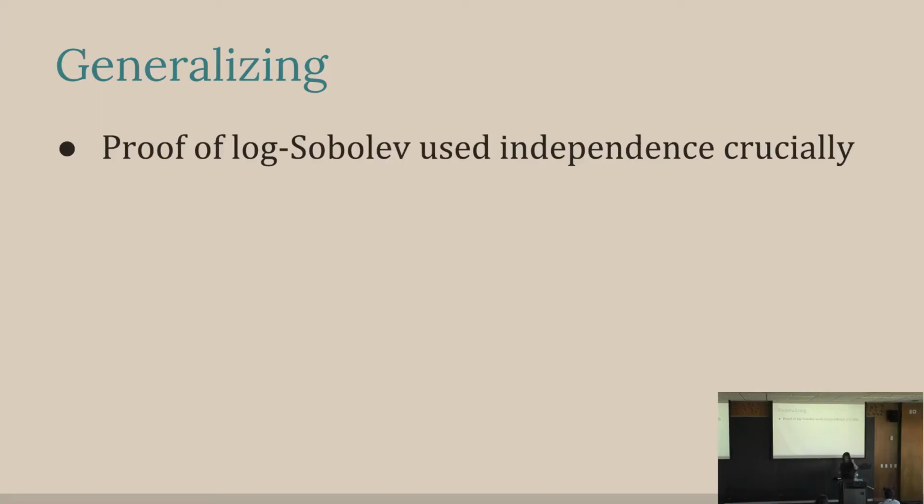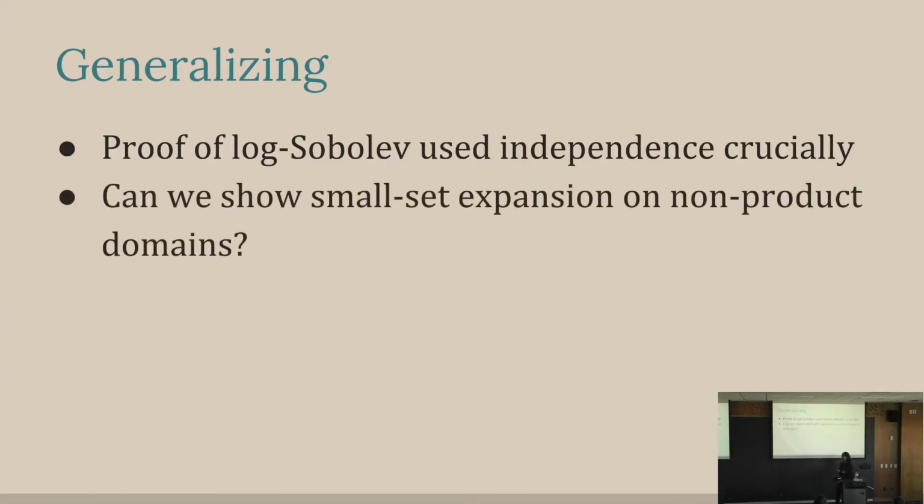When we were proving the log-Sobolev inequality earlier, we used the independence of the coordinates very crucially. There was this bit where we had to condition on the last coordinate and notice that the rest of the coordinates look like a lower dimensional version of the cube, and we also used that KL divergence statement. But there are lots of other Markov chains that don't have this product structure, and the question then is: can we also show some sort of small set expansion property on those non-product Markov chains?